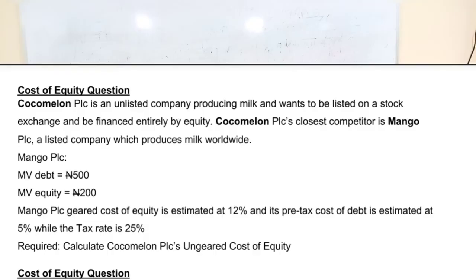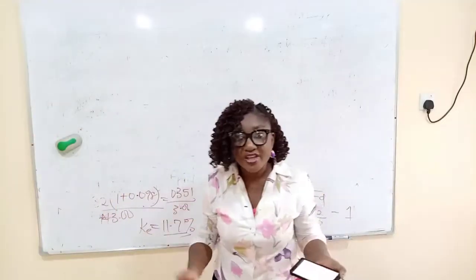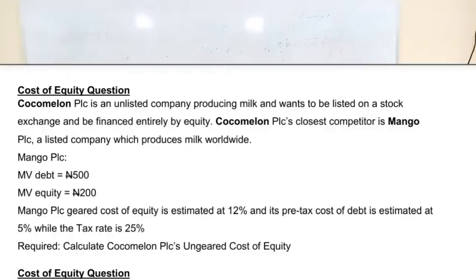Cocoa Melon Limited is a company producing milk, right? Cocoa Melon Limited wants to be listed on a stock exchange and be financed entirely by equity. Then they said Cocoa Melon's closest competitor is Mango PLC, a listed company. What does it mean for a company to be listed? It's public now. They put their information out there on the Nigerian Stock Exchange, all those companies you see in the newspaper.